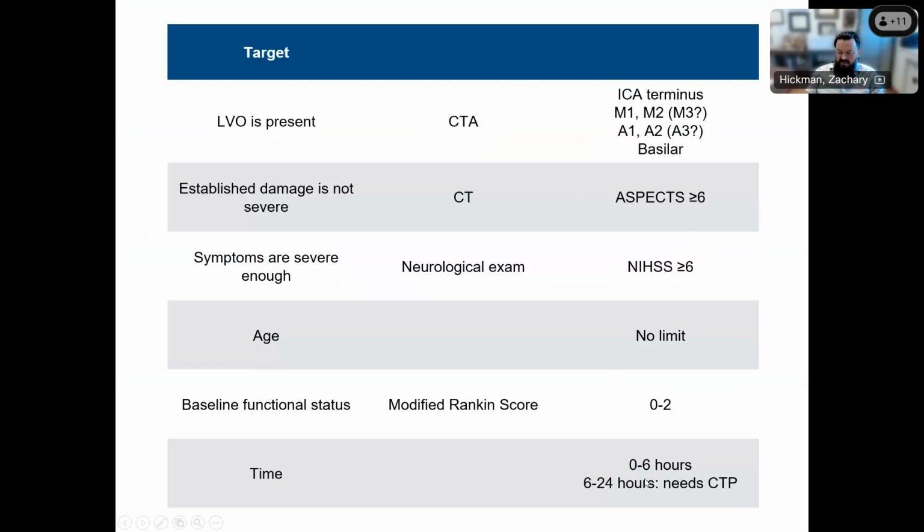And so once it's past 6 hours, we will routinely get a CTP to help decide and see, okay, is the area of the core infarct still surrounded by a pretty significant area of decreased perfusion, but not irreversibly injured brain. And if so, then that's somebody that would probably benefit from a thrombectomy, versus somebody where you'll see the core infarct and you don't really see an area of decreased perfusion significantly around it.